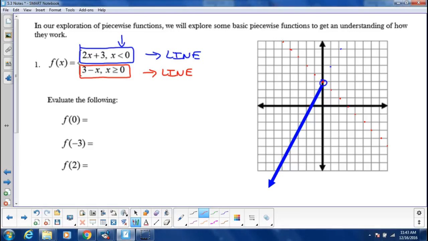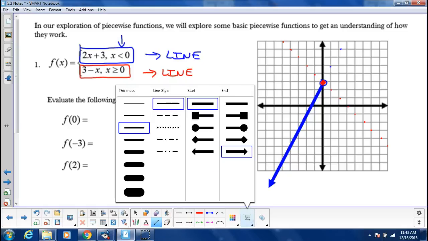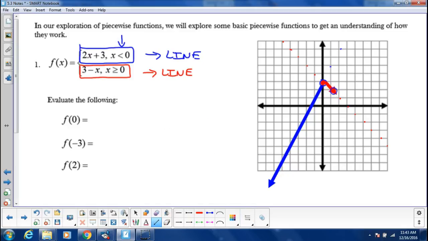Alright, so now there's my suspected line. At 0 or greater than, right? So 0 is going to fill in. So that 0 then is going to fill in that dot or that hole, right? And then we're going that way with it.